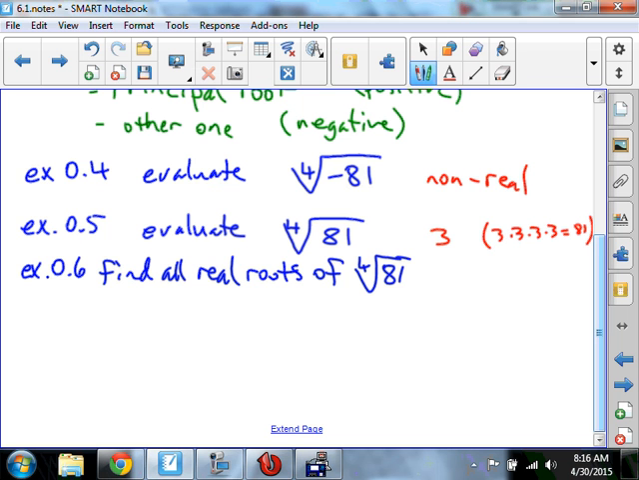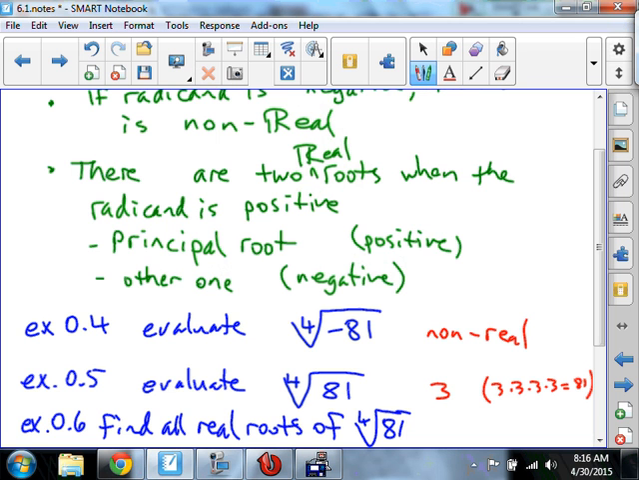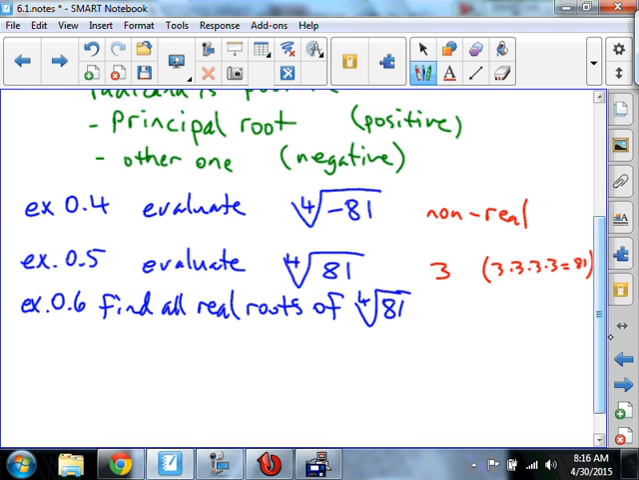What's the answer here going to be? Three, 9, and 27? No. Let's go back and look at what else we wrote just a second ago. There are 2 real roots when the radicand is positive. Yeah, 3 and negative 3. The answer here is 3, which is the principal root, and negative 3, which is the other one.